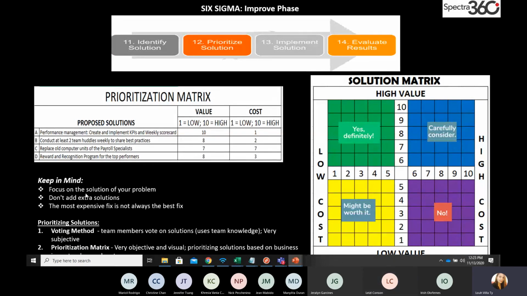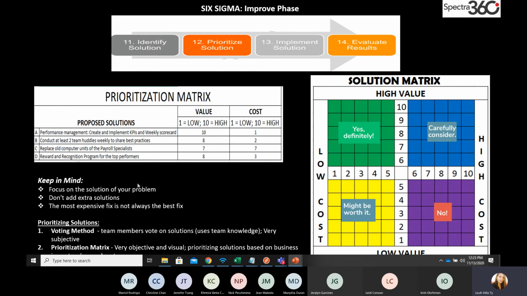Things that you need to remember: focus on the solution of your problem. Whenever you create anything on the project, make sure you go back to your problem. What is your problem? Do not make extra solutions. Do not drift away. Your problem is the PCR performance. Just focus on that. You only have one problem to work on. Lastly, there's also one thing that you need to remember. The most expensive fix is not always the best fix. Okay, so you can read between the lines. Anyway, these are my proposed solutions. I listed them down. That's the first step.